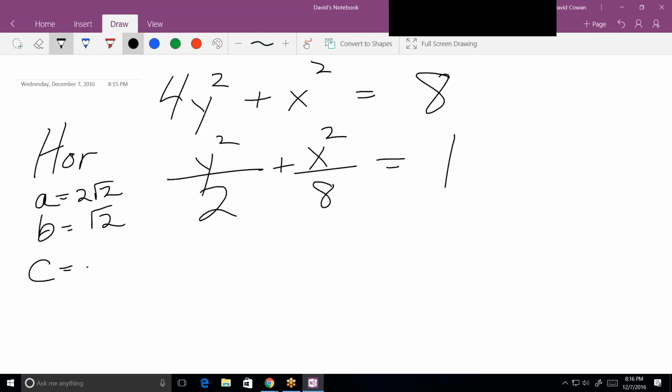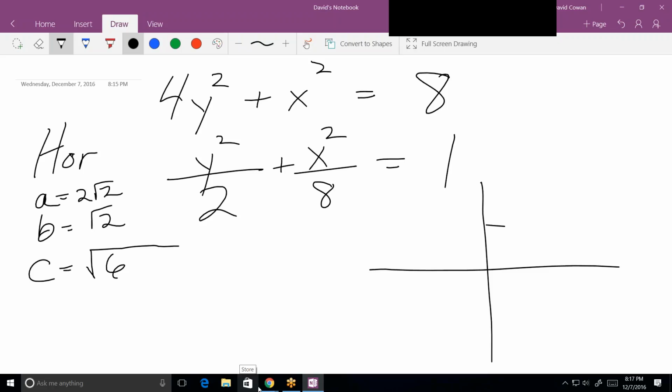Tell me what c is. Square root of 6. Okay, good. Very good. Did that pretty fast. Okay, so let's start to draw our graph.